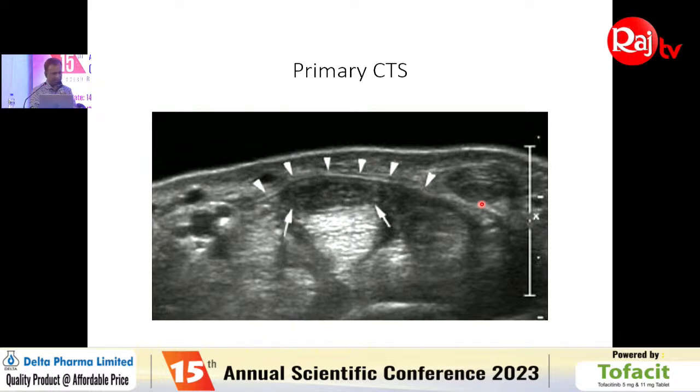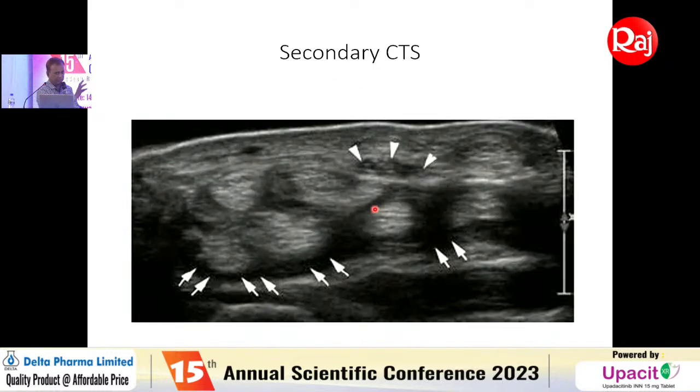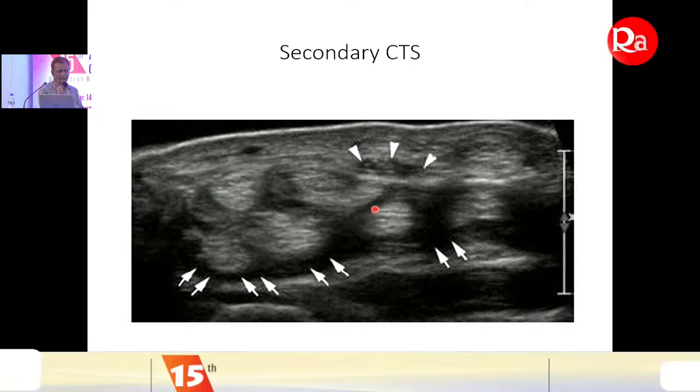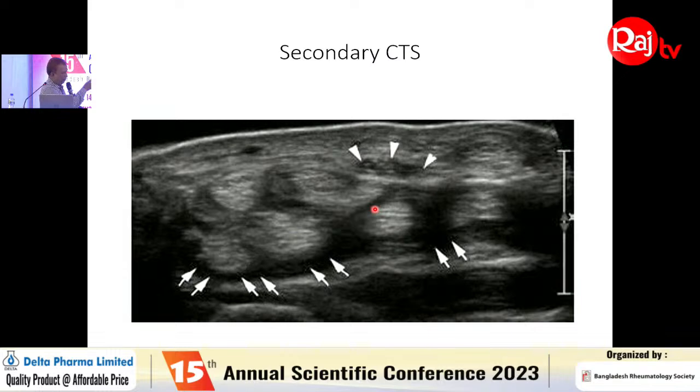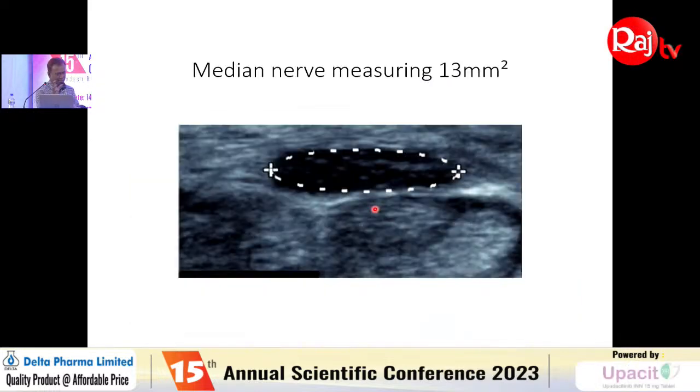This is one finding where there is primary carpal tunnel syndrome, the nerve is involved, and there is thickening of the nerve, and this is the median nerve. And here, see, the nerve is not thickened, but the patient came to us with complaints of signs and symptoms of carpal tunnel compression. Here are the flexor digitorum profundus and superficialis tendons, and all around them there is fluid, and it is a very tight compartment. That is why this fluid presses the nerve and gives the impression of carpal tunnel syndrome, and this is secondary CTS.